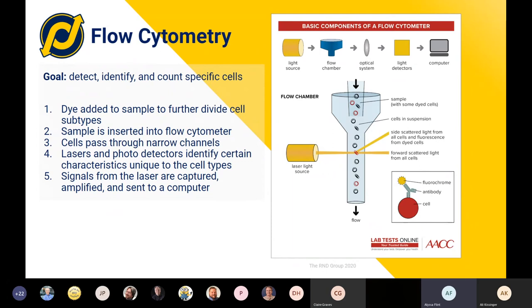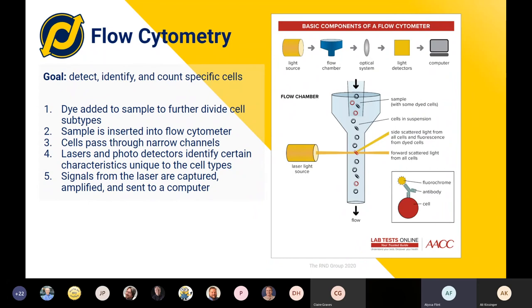So the steps for flow cytometry are that first, a sample of cells is suspended in a fluid. Then prior to testing, depending on the cells being analyzed, the sample may be treated with special dyes to further define cell subtypes. These dyes, or fluorochromes as they may be called, are attached to antibodies that bind to particular cells or key components of the cell. Then the sample containing the cells passes through the instrument, which is called a flow cytometer. In the instrument, the fluid in which the cells are suspended passes through very narrow channels so that the cells are organized in a single file as they pass the detectors.